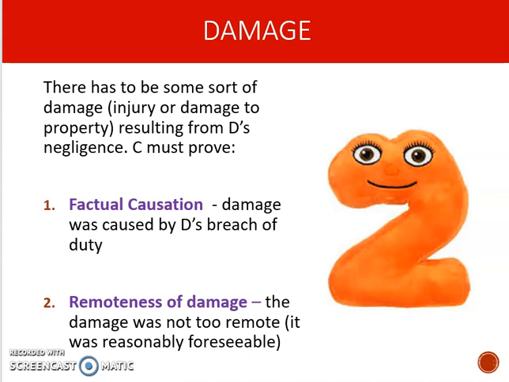And the claimant must prove two things to prove damage. Firstly, they have to prove factual causation. And secondly, they need to prove remoteness of damage or legal causation. So you have to be able to prove that it was the defendant's negligence that has resulted in the ultimate injury to the claimant. We'll start by looking at factual causation then.